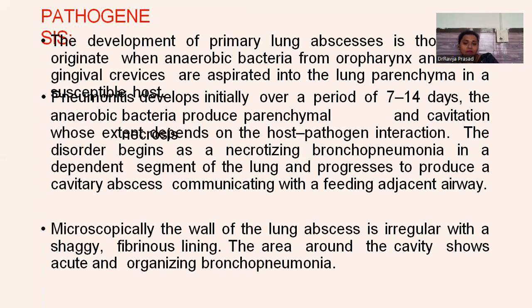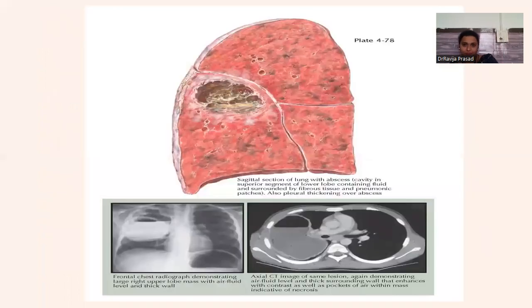Then microscopically, the wall of the lung abscess is irregular with a shaggy fibrinous lining. They do not have any regular shape or size and they are literally shaggy. The surrounding of the cavity shows an acute and organizing bronchitis. So this is basically the pathology cycle, how the primary lung abscess develops.